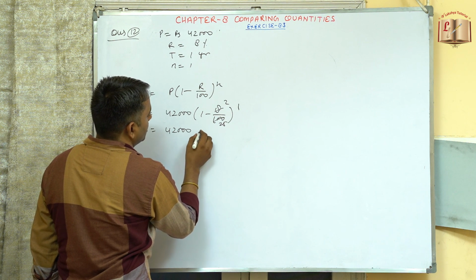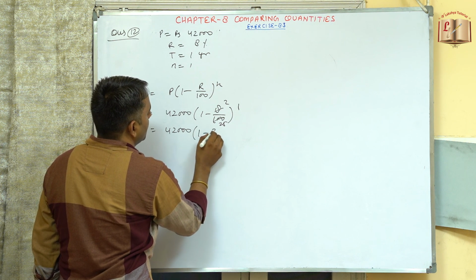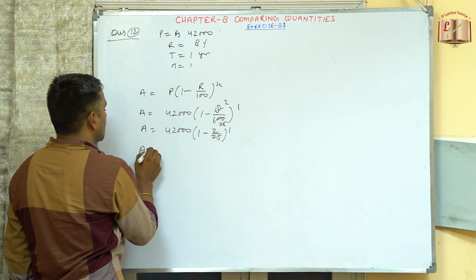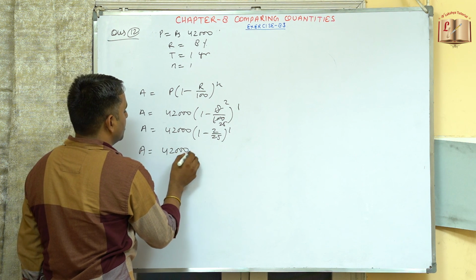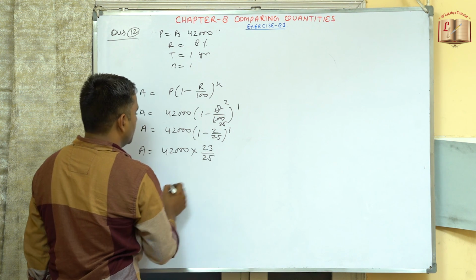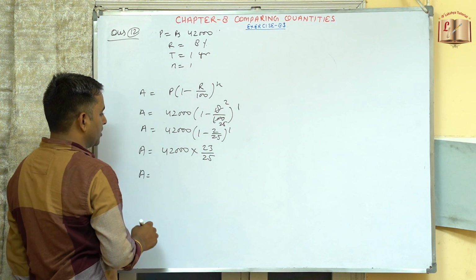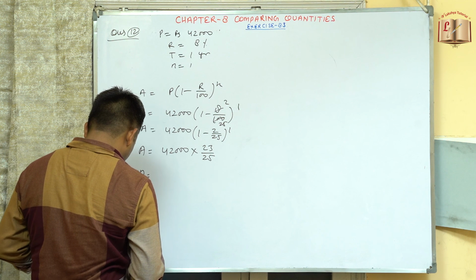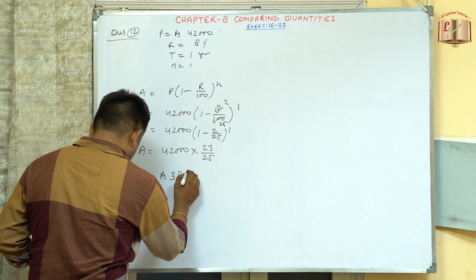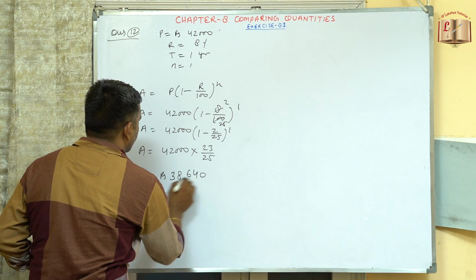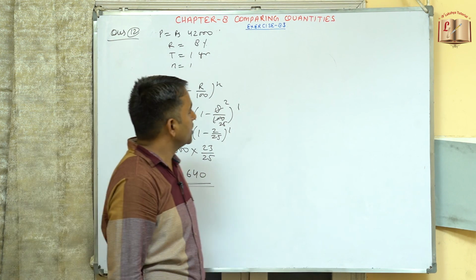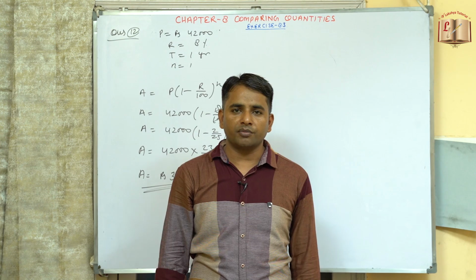So it will be now 1 minus 2 by 25 to power 1, or A will be equals to now 42,000 into this will be 23 by 25. So on calculation we got A will be equals to now rupees 38,640. So after 1 year this will be the value. So with this we have finished our chapter Comparing Quantities.